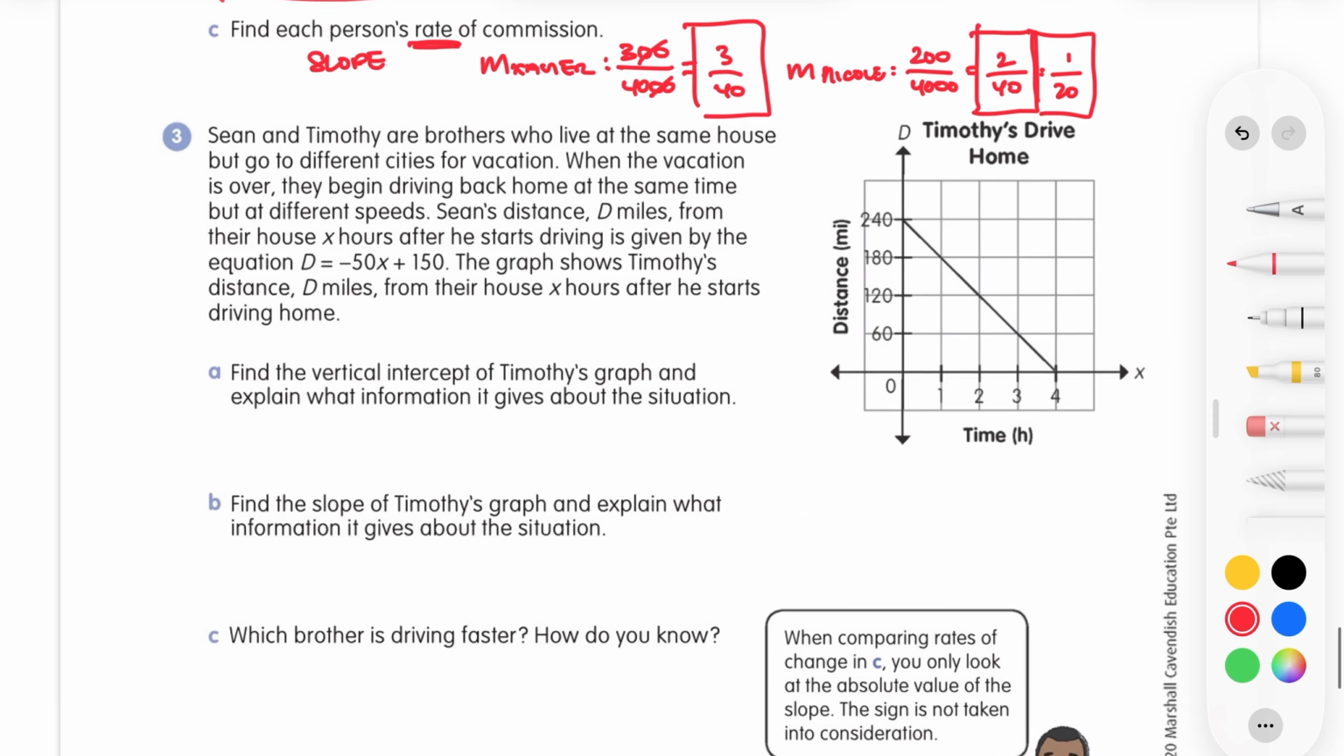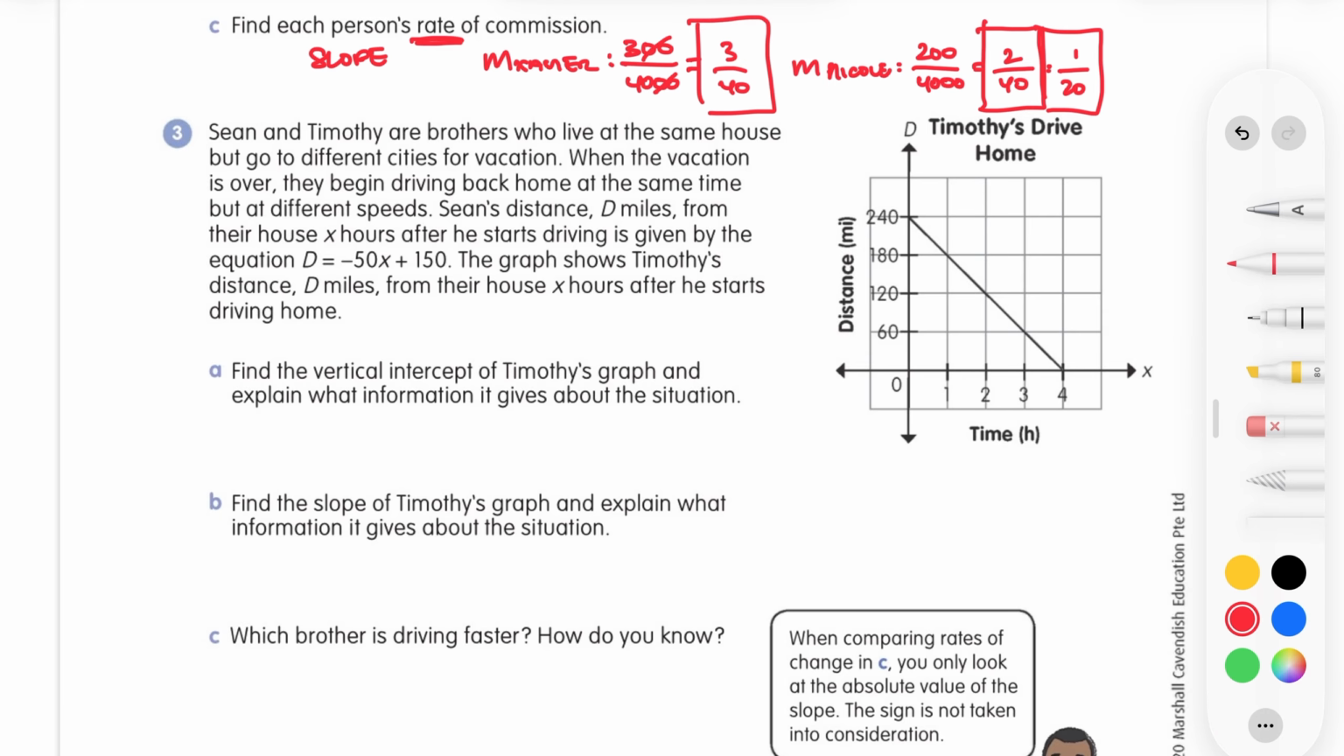And last one, we have Sean and Timothy, who are brothers. Now we take a look at the shape here, and it's going downwards like this. So we need to start associating that the slope is going to be a negative slope. You can do this through the calculations later. We're going to see this in a second. But let's find the vertical intercept of Timothy's graph and explain what it means.